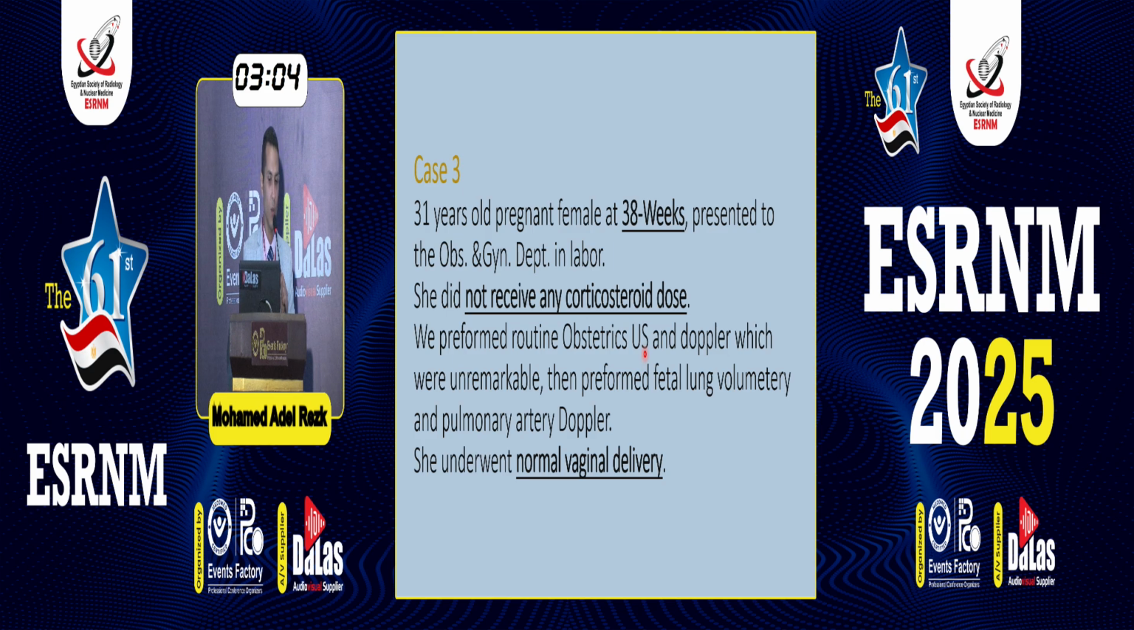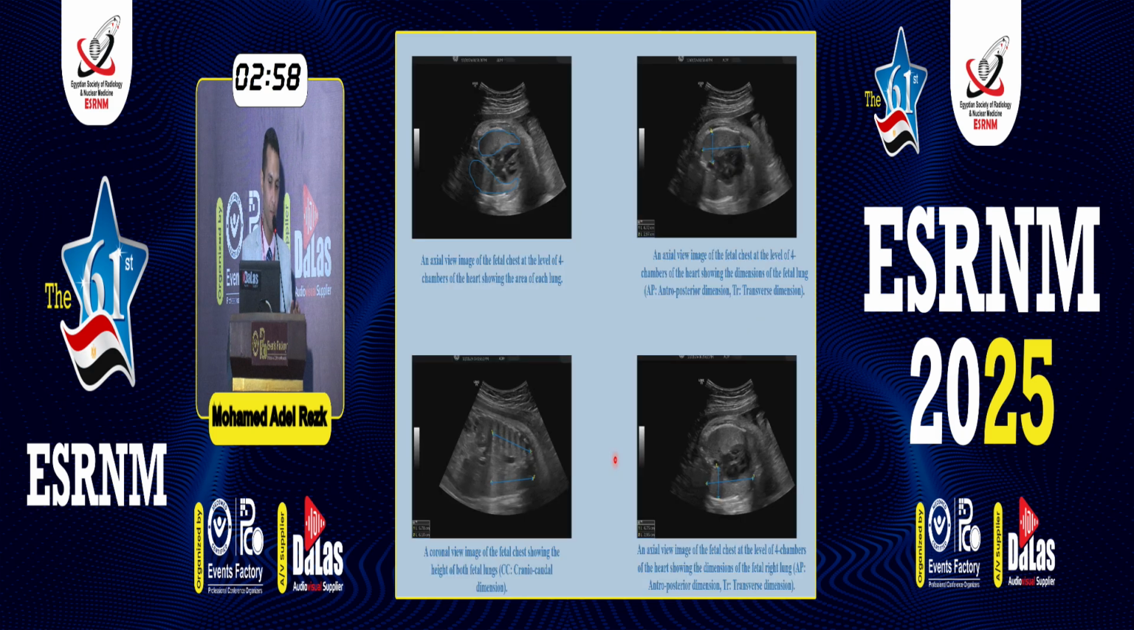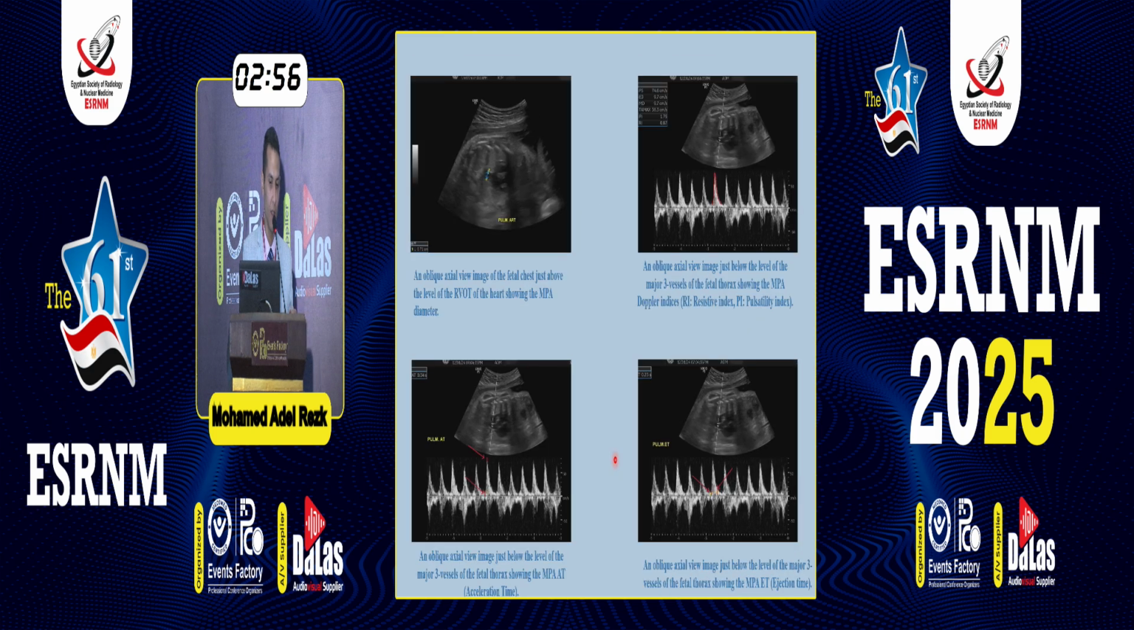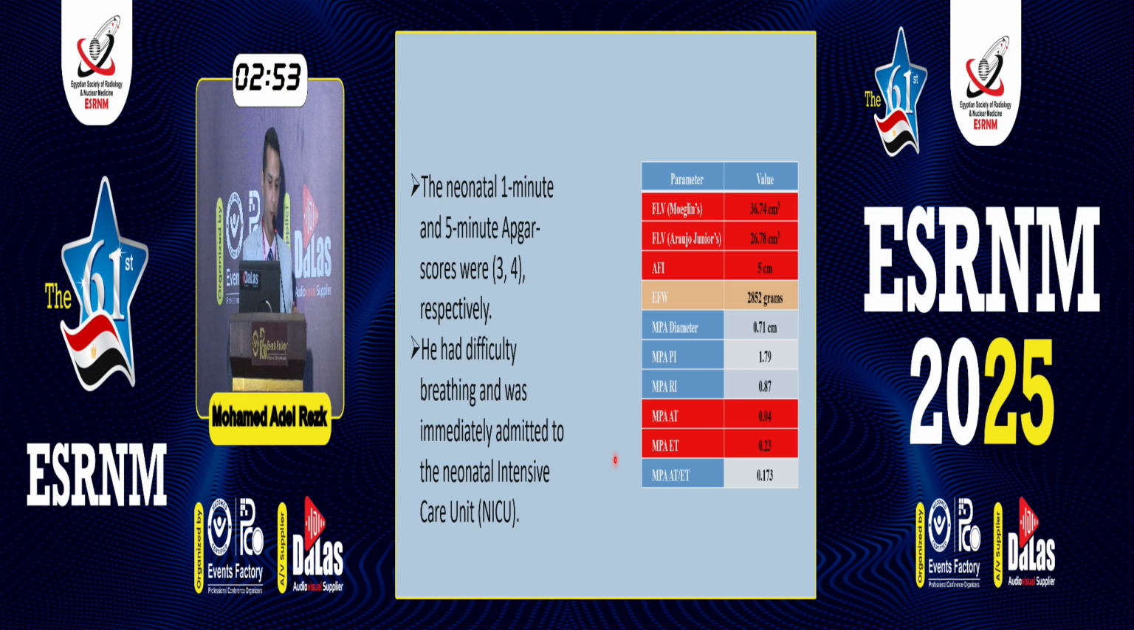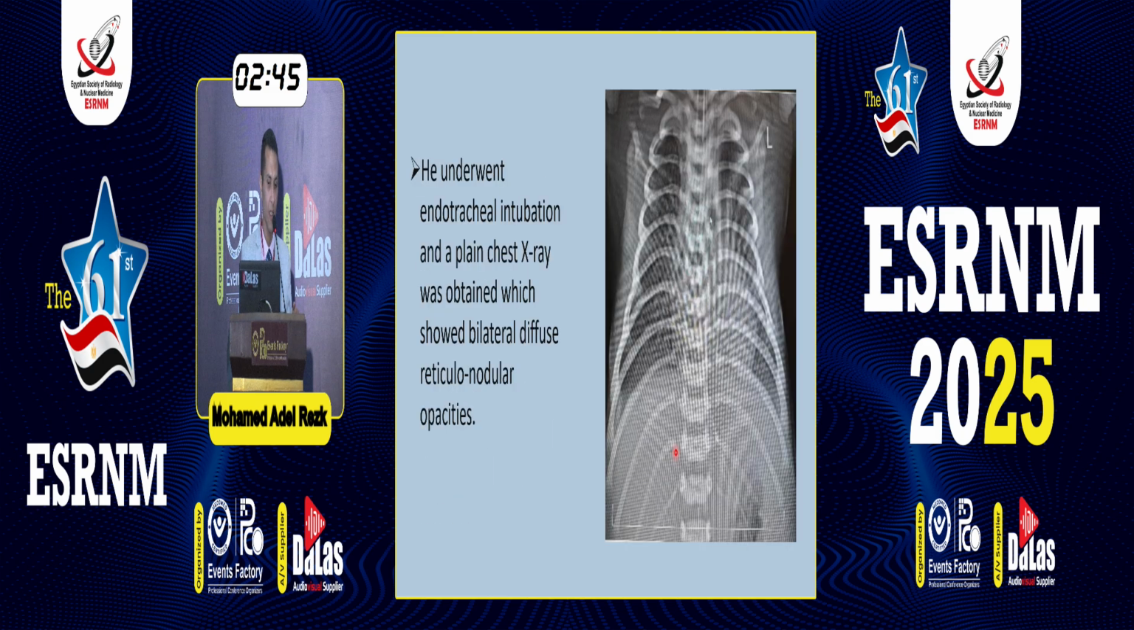Another case, 38 weeks pregnant female. She also didn't receive any form of corticosteroids and had a normal vaginal delivery. Those are her fetus assessment. And this fetus had a decreased lung volume and a decreased acceleration and ejection time. And this is his AB chest X-ray.